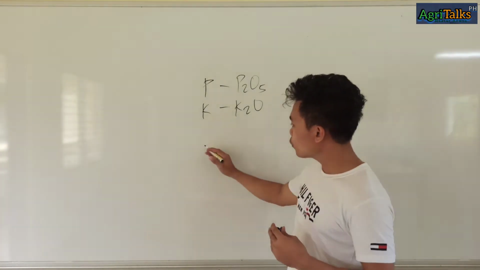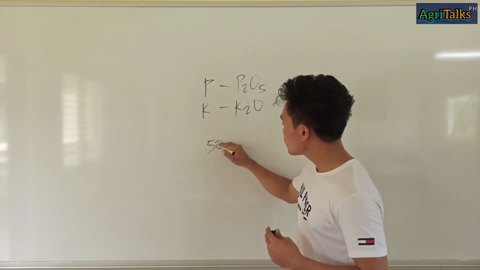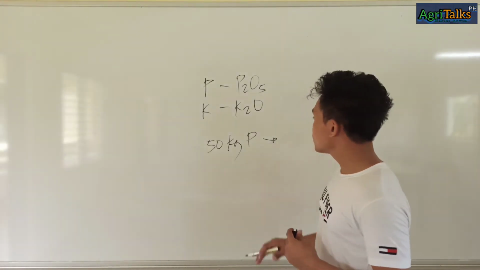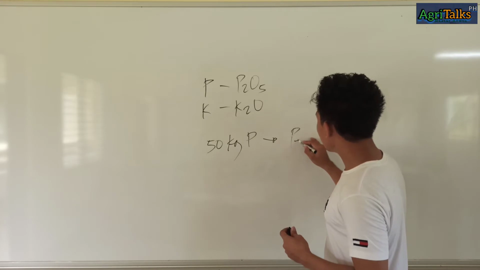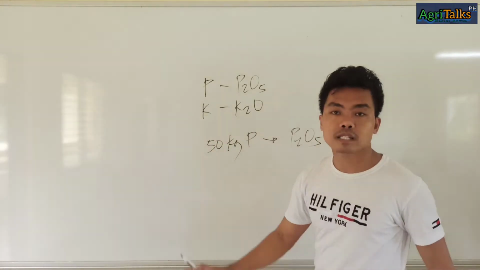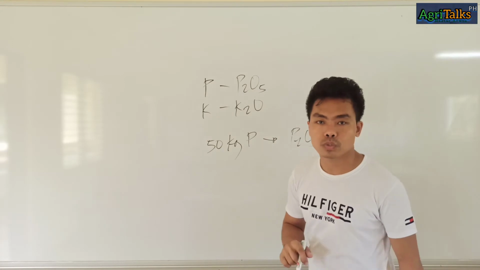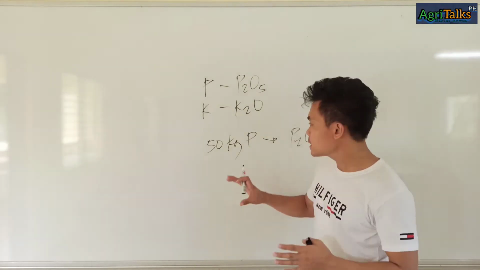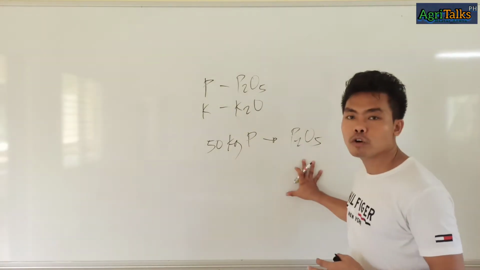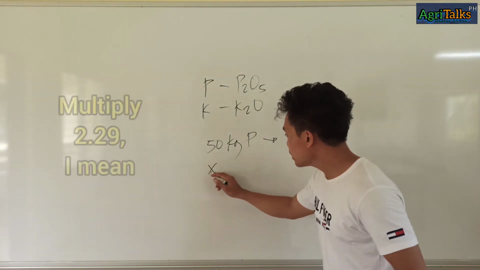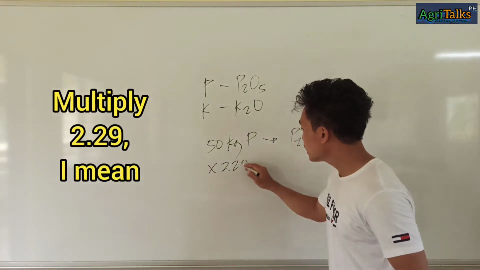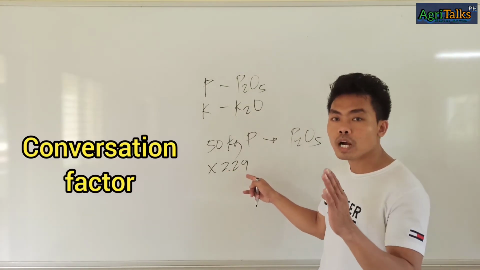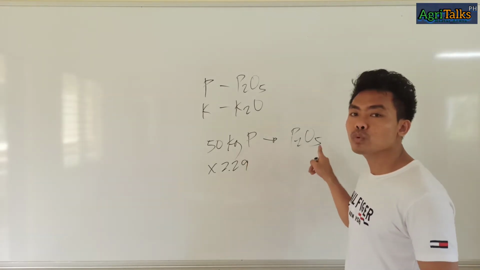For example, if we are applying 50 kilograms of P, how much is the P2O5 out of this 50 kilograms phosphorus? Okay, so here is the easy way to convert this elemental form into ionic form. We will just multiply by 2.29. So this is the conversion factor when we are converting P to P2O5.